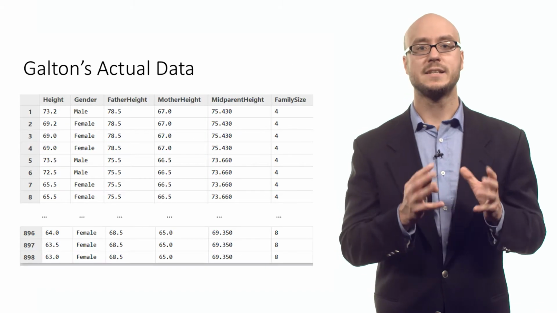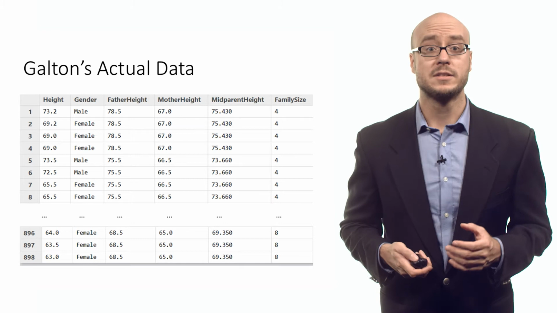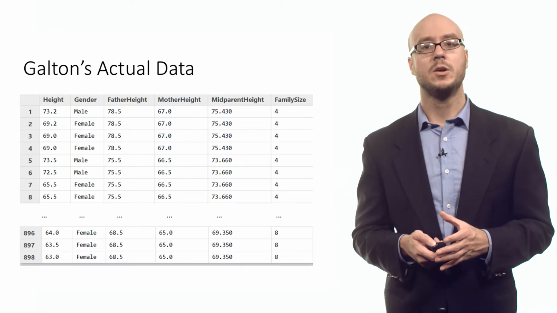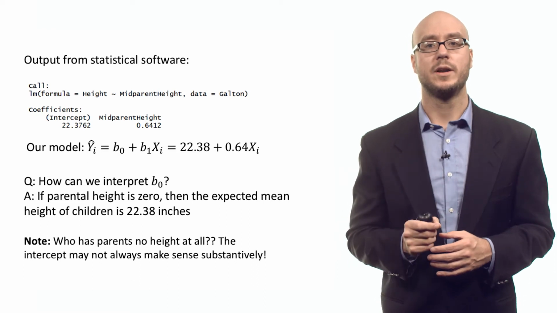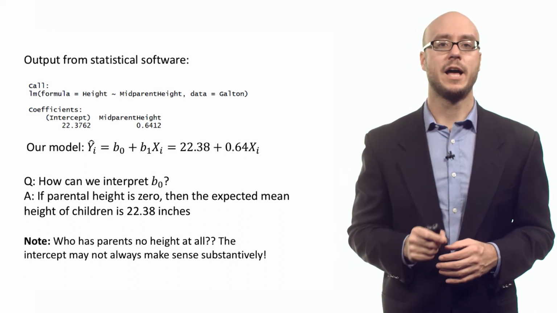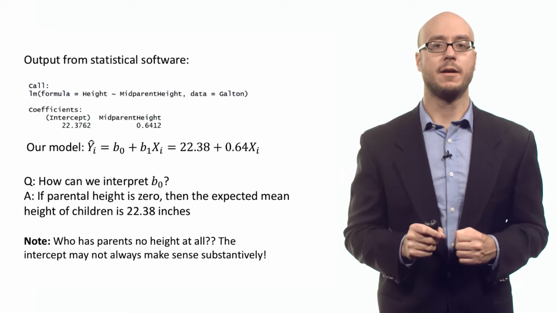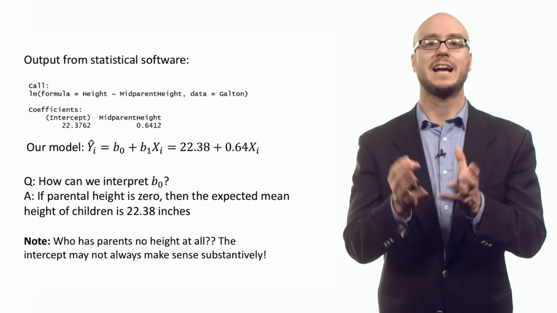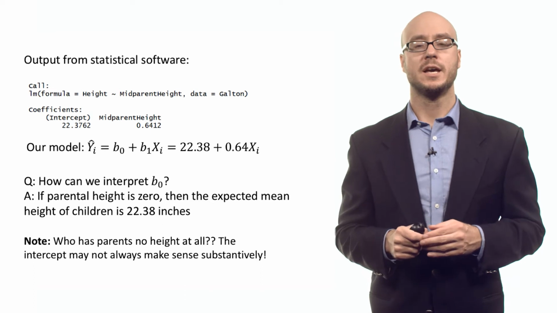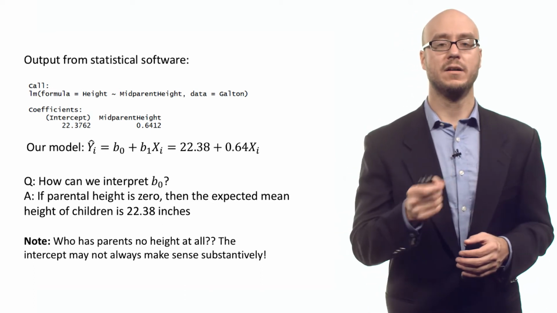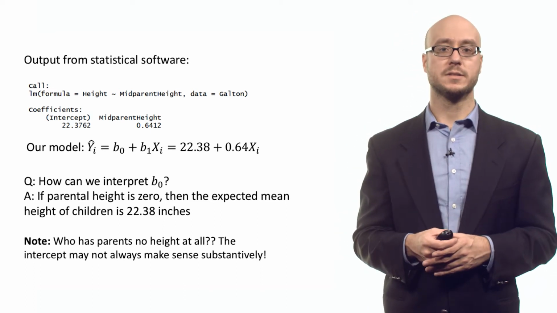So let's see if we can replicate Galton's findings using his actual data. This is Francis Galton's data set, and we have all these different variables, and we're going to look at height. So the idea here is we're going to predict the height of a child based on the mid-parent height. You can think of it as an average height of both parents. And we're going to see, can we predict the height of children based on the height of parents?